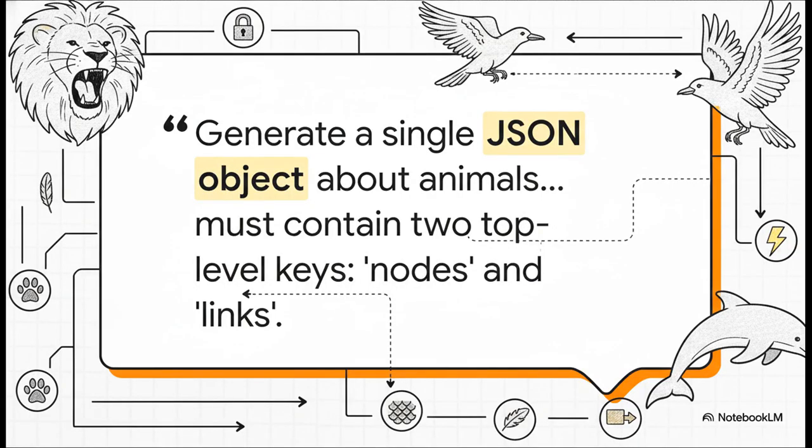So Ellis pushes this idea of structured data even further. This time he asks the AI to generate information about animals, but he's super specific about the format. He wants it as a JSON object with nodes and links. Just think of it like asking for a blueprint for a family tree, but for the entire animal kingdom. It's a way to map out how everything is connected.